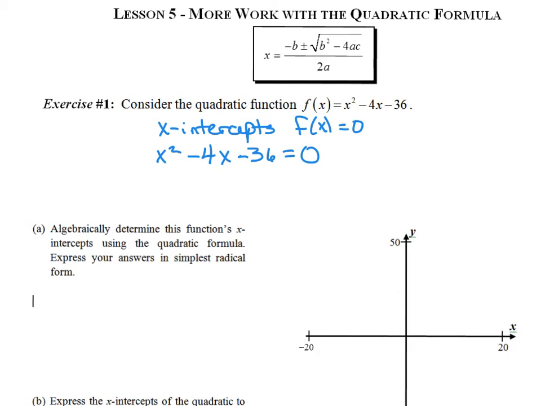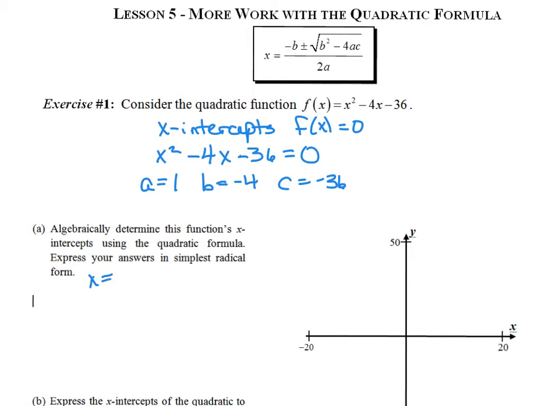Since we're going to be using the quadratic formula, I'm going to write down my values for a, b, and c. Of course a is 1 because that's the coefficient of x squared. b is equal to negative 4 because that's the coefficient of x. And c is equal to negative 36 because that's my constant. So let's go ahead and substitute those values into the quadratic formula.